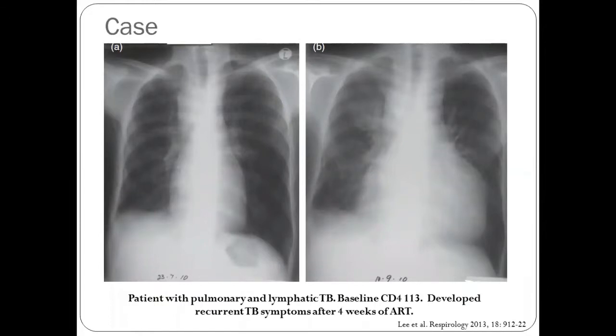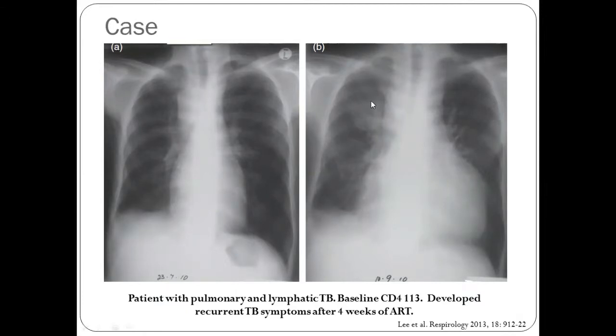So this is somebody who was diagnosed with HIV, with a low CD4 count at intake, 113, and at the same time he's diagnosed with pulmonary and lymphatic tuberculosis. You can see there's not a lot in the right upper lobe, but there is an enlarged mediastinum, similar to the patient we talked about last time, with some lymph nodes over there. This person is started on tuberculosis medications, and 3 weeks later is started on HIV medications.